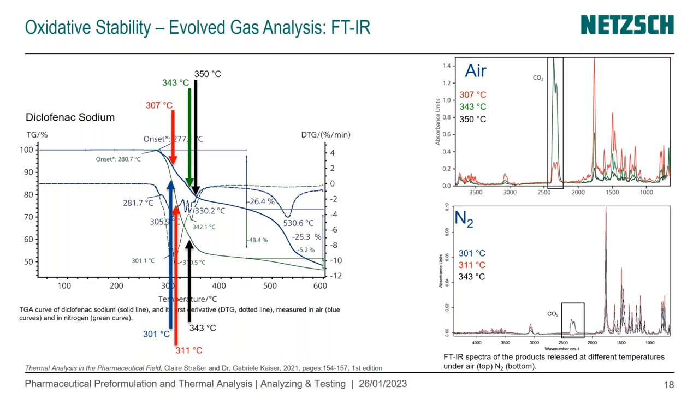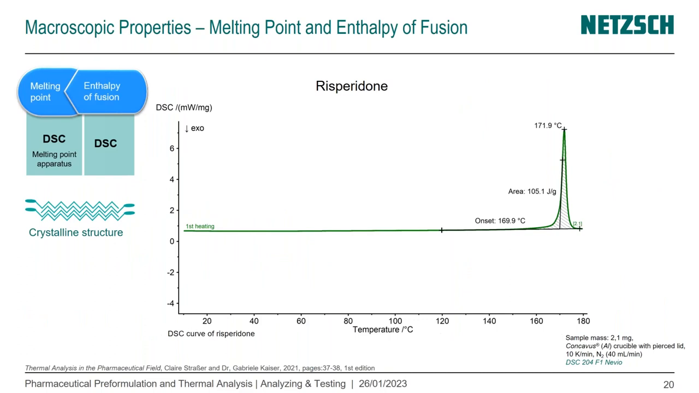The evolved gas analysis is an extremely useful tool in the thermal and oxidative stability, but not only for that, we can apply it easily to define and understand what's happening inside the thermal balance. Let's go to the microscopic properties. And this example is the risperidone.